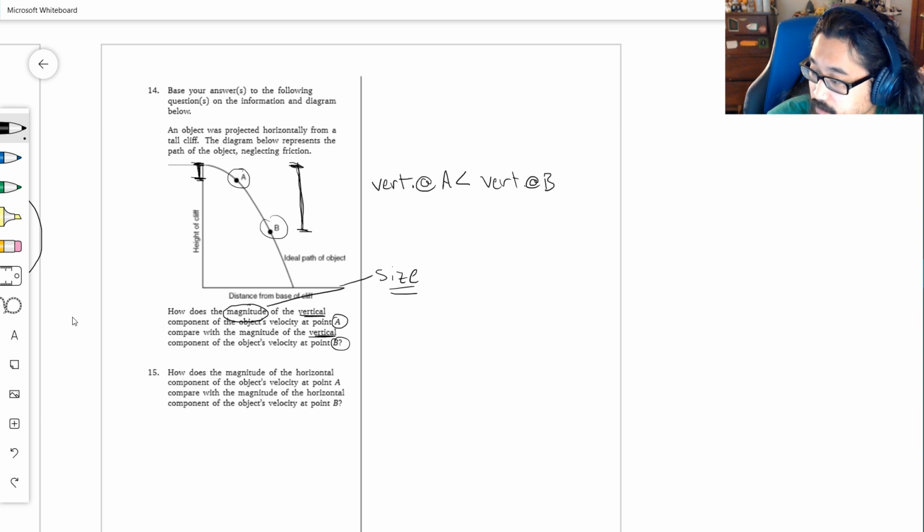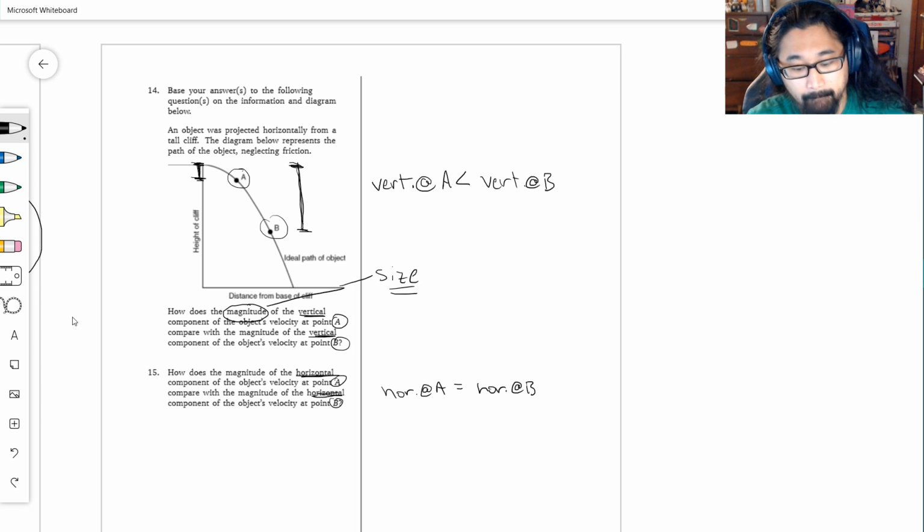All right, number 15, horizontal at A, horizontal at B. Horizontal at A is equal to the horizontal at B. Now, these are very typical of what you will see on the quiz.